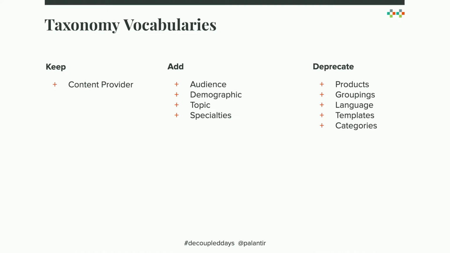So some of the ones they kept were content providers. This was a very important thing for them to be able to go back and audit their content and either remove things or change it if it needed to be changed. We added vocabularies for audience, demographic information, topics, and specialties. And then we removed tagging that was based on products, groupings, languages, templates, and categories. Templates was more about how it was presented and product specific, and categories was a catch-all for a lot of things. They had a few different vocabularies that they built over time that maybe had intended to be separate ways of thinking about things, but things ended up in all kinds of places.